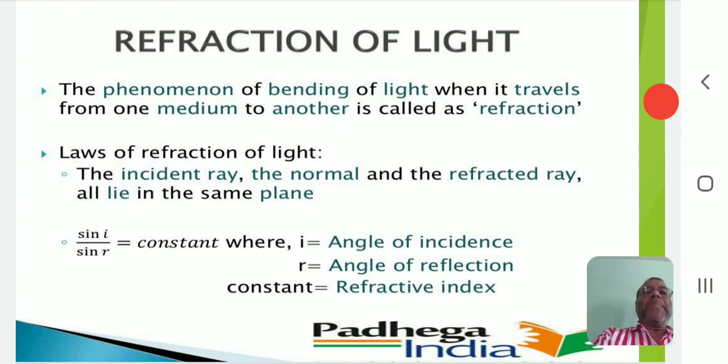Likewise, now in this slide we will discuss laws of refraction of light also. There are two laws. Number 1, the incident ray, normal and refracted ray all lie in the same plane. Second law is sin i upon sin r is always constant, where i is the angle of incidence and r is the angle of refraction. And the value of the constant will give you the refractive index. Okay?